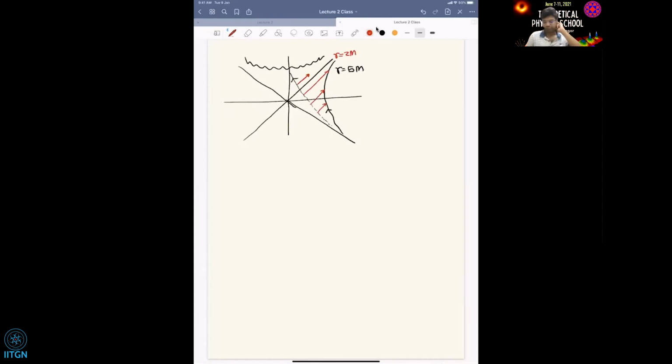So the causal structure is evident here. Once you are inside, you cannot send anything out. So you are trapped. All the light rays you send before you hit the singularity will never come out of the r equal to 2m surface.